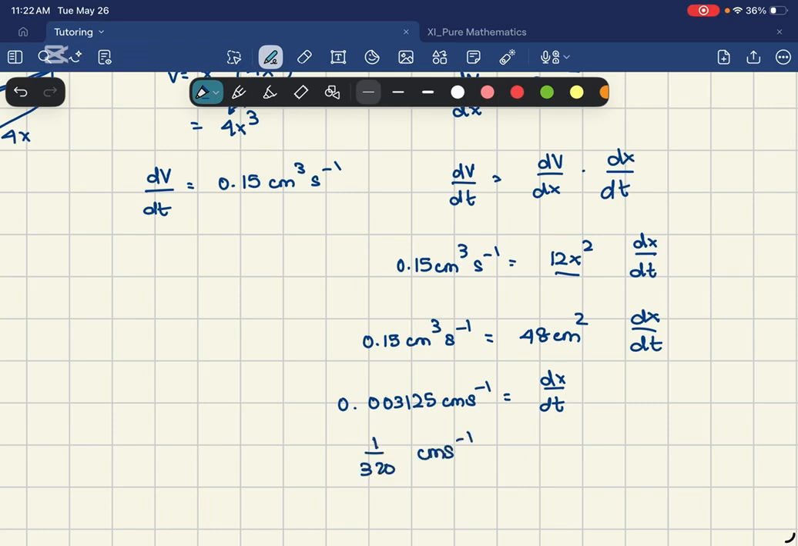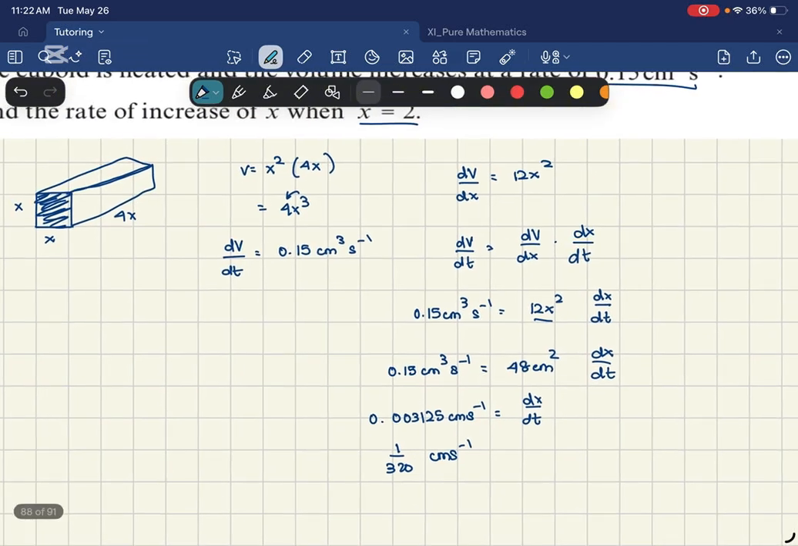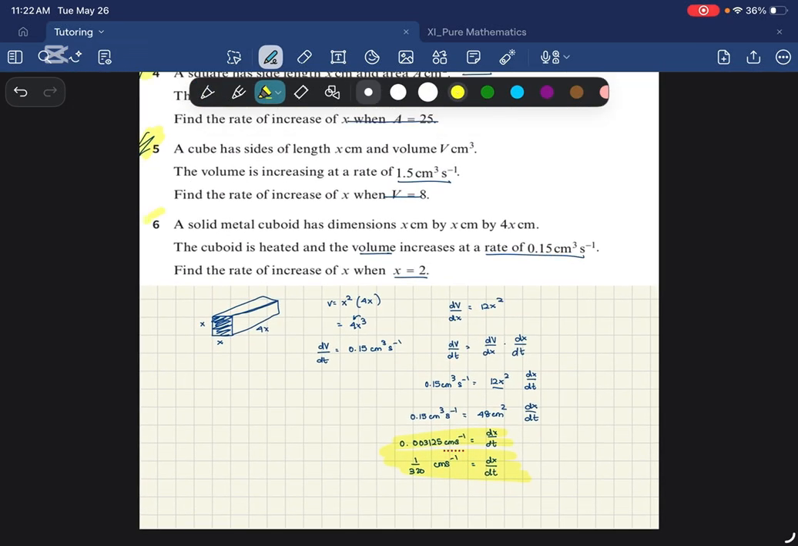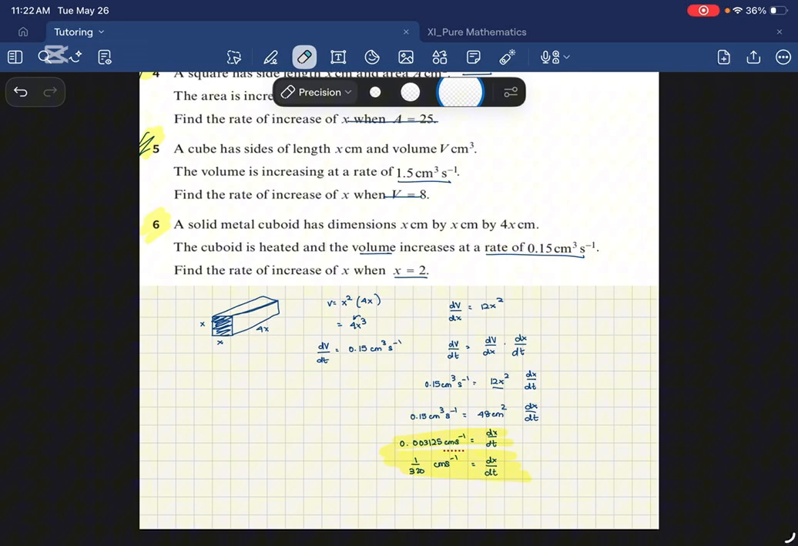And remember, change of length with respect to time. X is a length, a side length here. So it's going to be 1/320 centimeters per second. So both of these answers are correct. One is in the decimal form, the other is a fraction. It's both the same expression. All right, so we are done.